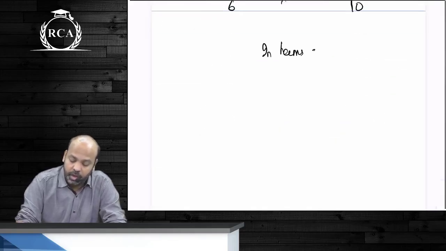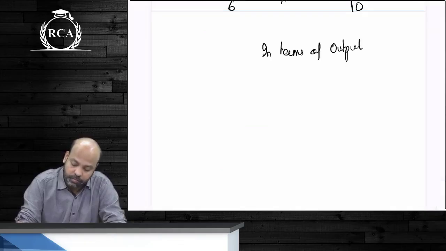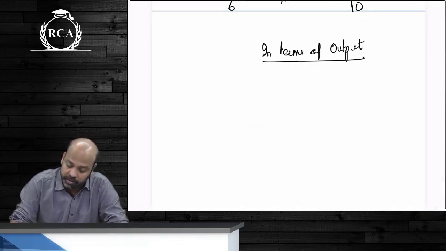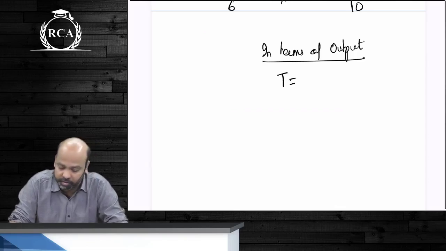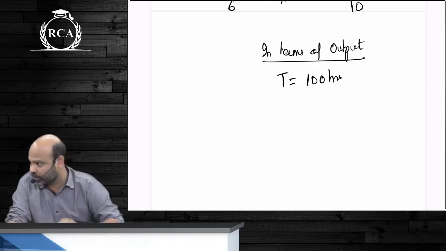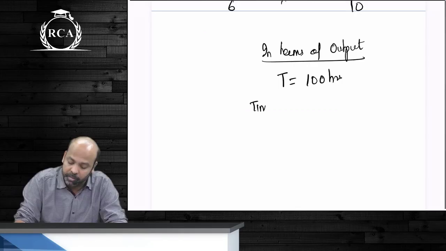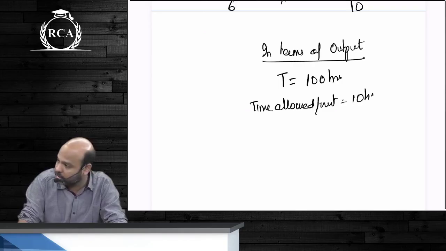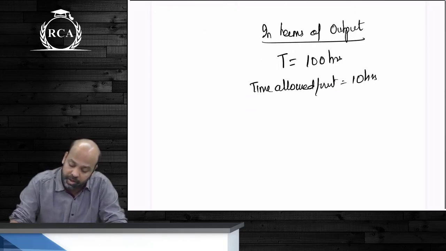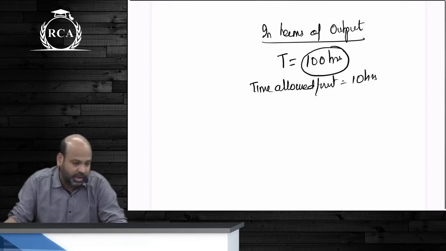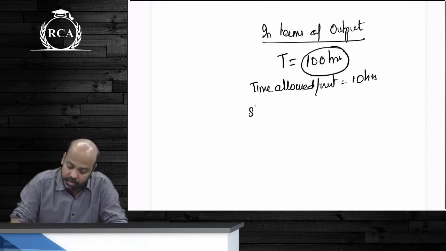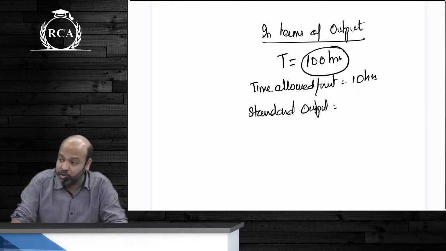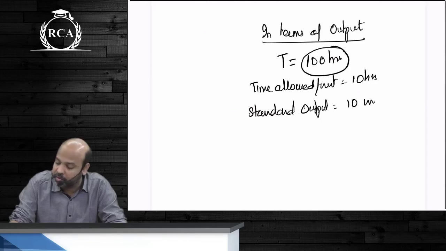In terms of output, let's say, guys, that the time that every worker is working for is 100 hours. Actual time taken is 100 hours. Time allowed per unit is 10 hours. So if they are working for 100 hours, guys, what should have been the output that they should have manufactured? We call this standard output. This is not actual output. They should have manufactured 10 units.